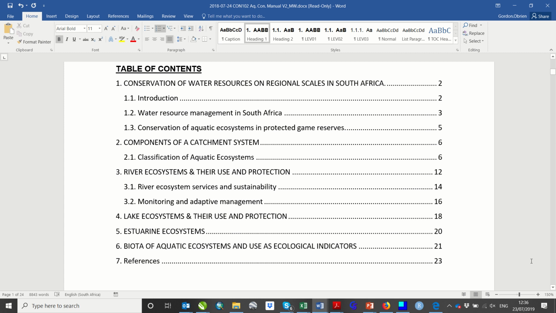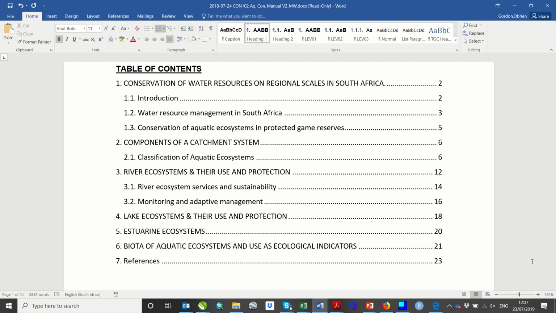As you can see, the components it includes: we're looking at the conservation of water resources on regional scales in South Africa. We're going to look at how to conserve and manage water resources at different spatial scales. What do you do on a site level? What do you do in a region, like in the Mobela region? What do you do on a catchment scale? We're going to look at water resource management in South Africa.